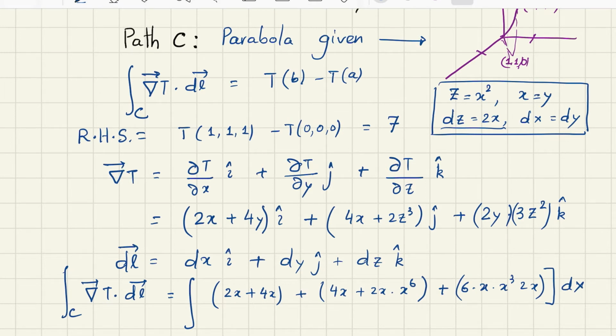Okay, and everything is in dz is 2x dx. This is simple because now everything is in x, between 0 and 1, and that is simple to calculate. That turns out to be the integral from 0 to 1 of 10x plus 14x to the power 6, dx, which is equal to 5x square plus 2x to the power 7, from 0 to 1, which is again 7. So this is the same as the one that we calculated, and hence the gradient theorem is proven.